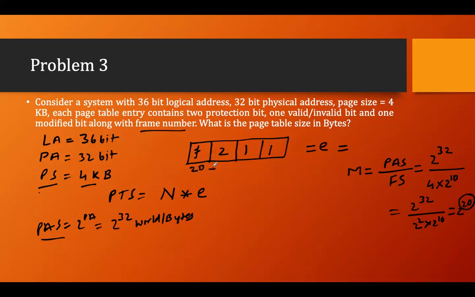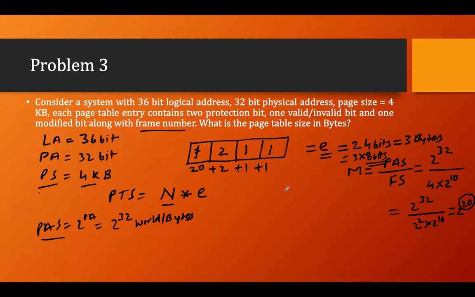So this is 20 plus 2 plus 1 plus 1, which is 24 bits. So the entry size E is 24 bits, and when we convert it to bytes, 24 bits is 3 into 8 bits, and because 8 bits is a byte, it becomes 3 bytes. So E we got. Now next we have to find N.